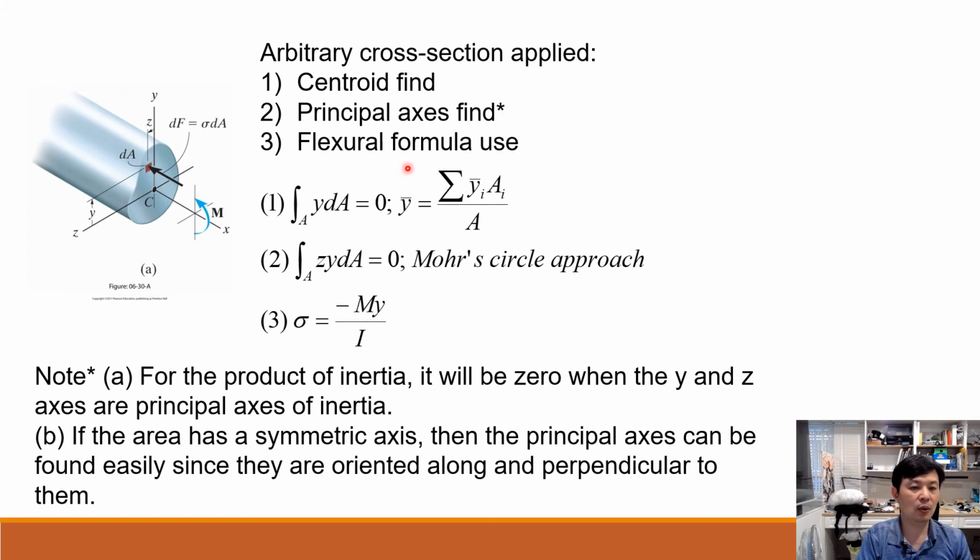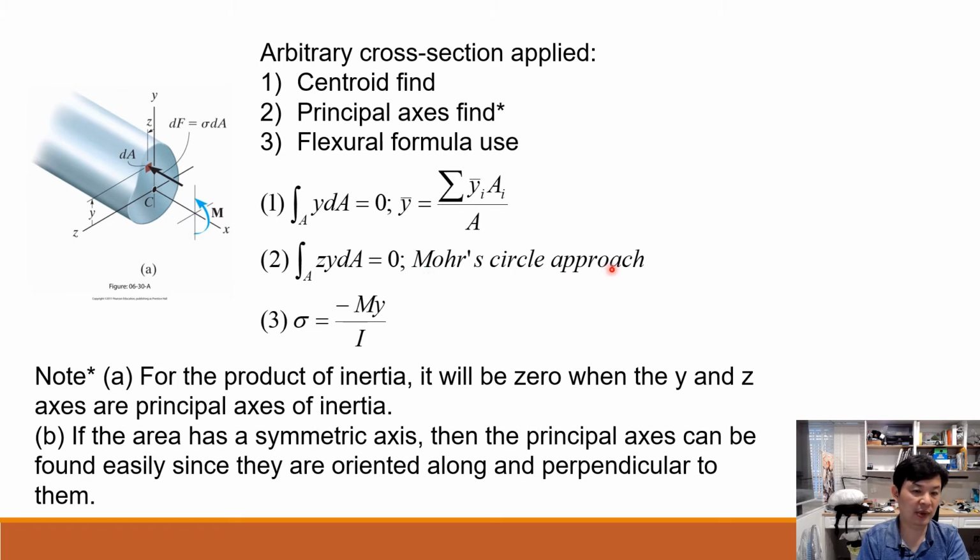So let's see what's the complete or general process. First of all, try to find your centroid based on these functions. Okay, you determine your C first, and next find the principal axis. How to find this? Use this equation to determine which direction of your axis gives you this integration equal to 0. Usually, this process uses the so-called Mohr circle approach.